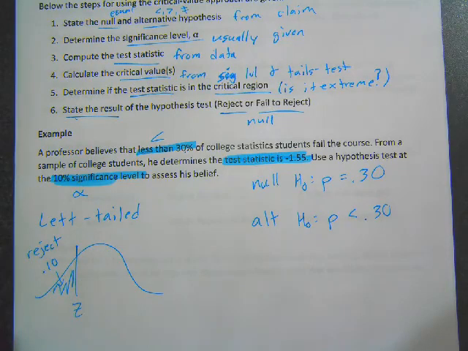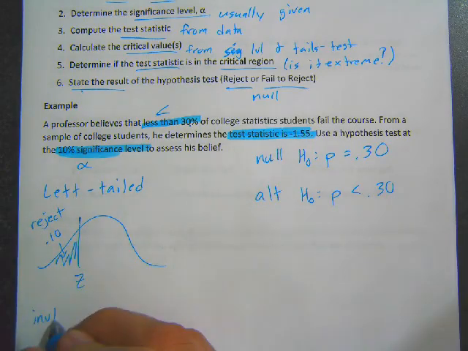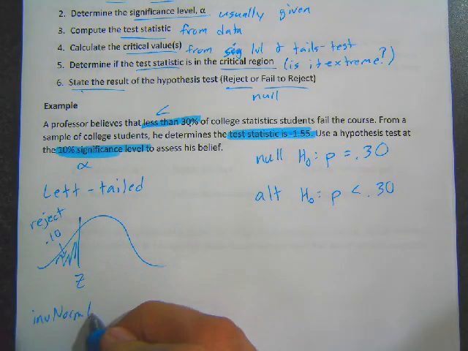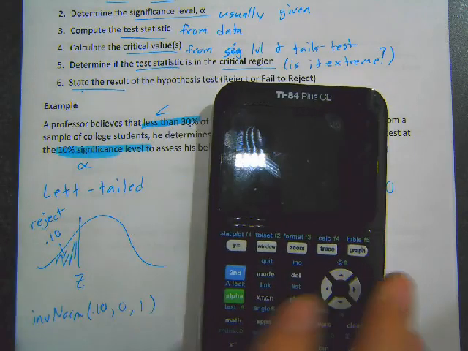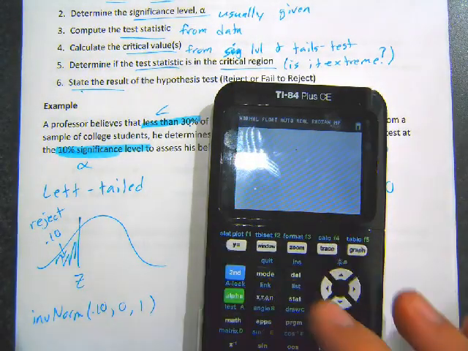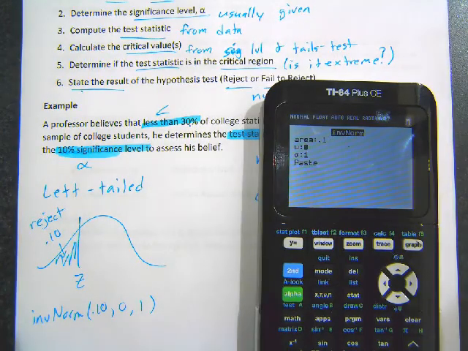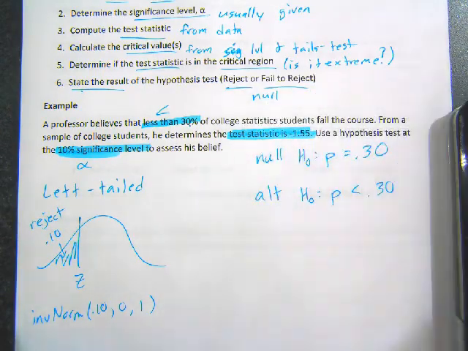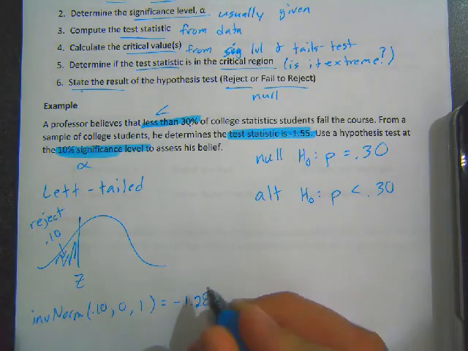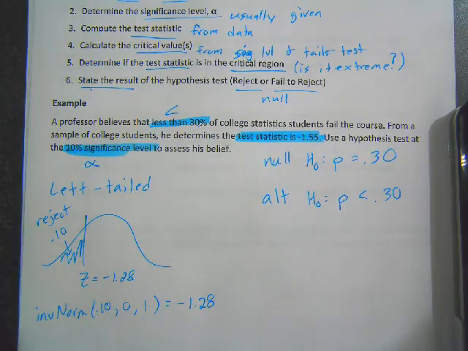So we can use that now to figure out what our critical value is. To find our critical value, we're going to do inverse norm. We're doing percentages again, so we're doing inverse norm of 0.10, 0, and 1, because again, that's the area, the mean, and the standard deviation. And now it tells us what the z-score is. The value we get is negative 1.28. That is our critical value. So our critical value is negative 1.28. If your value is more extreme than that, then we reject.